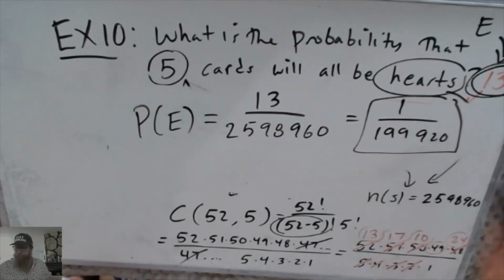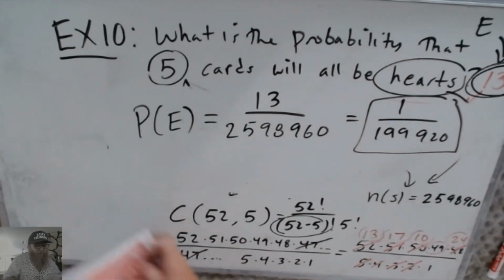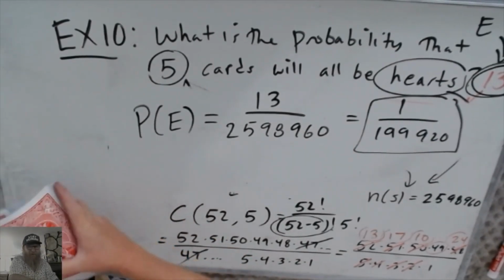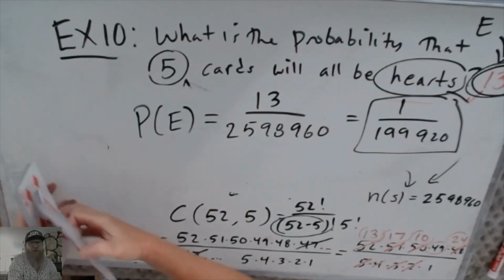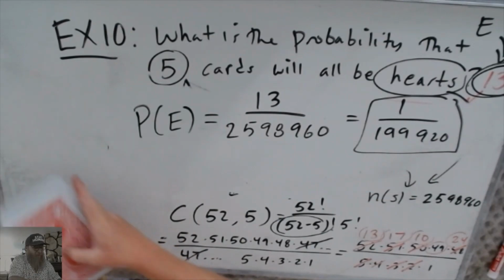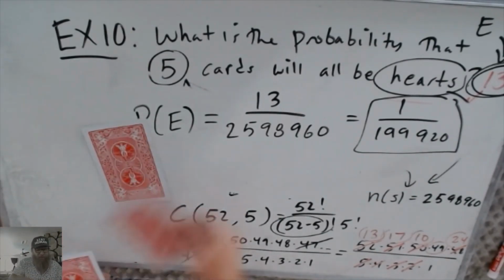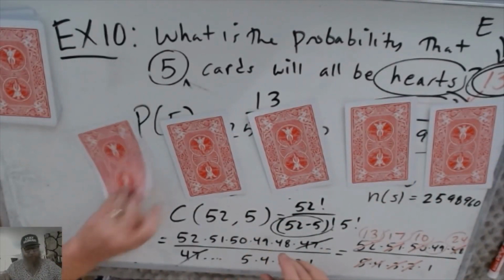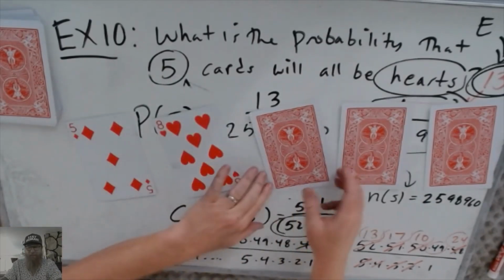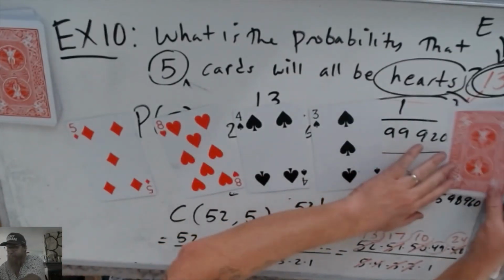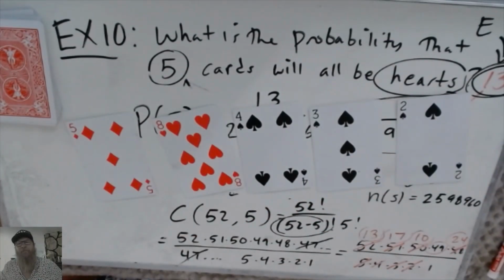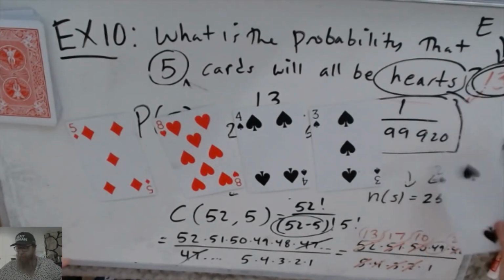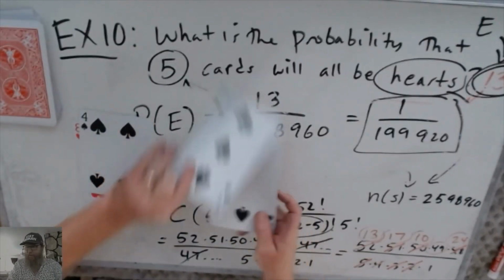Let's see if we can do it. Let's see if we can beat the odds. We're going to shuffle the deck. Shuffle it really good. Let's see if we can get all hearts. It's more fun if you deal them all out and then flip them over. Let's see. No. Can already tell. All right. Well, I didn't think I would get it with such bad odds. 1 out of 199,920.